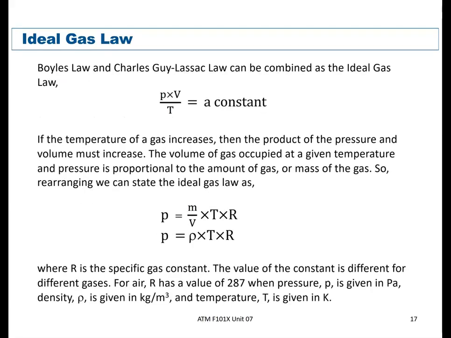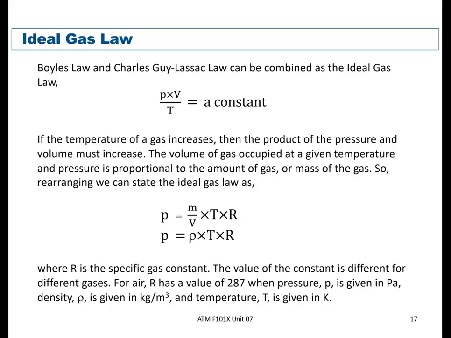Combining these two experimental findings, we have the ideal gas law that says that the product of the pressure P and volume V divided by the temperature T is a constant. If we heat a gas and raise the temperature, the product of the volume and the pressure exerted by the gas must increase. Rearranging the variables for a fixed mass of gas M and volume V, we have a density ρ, and we can express the ideal gas law as the pressure P equals the product of the density ρ, temperature T, and gas constant R.